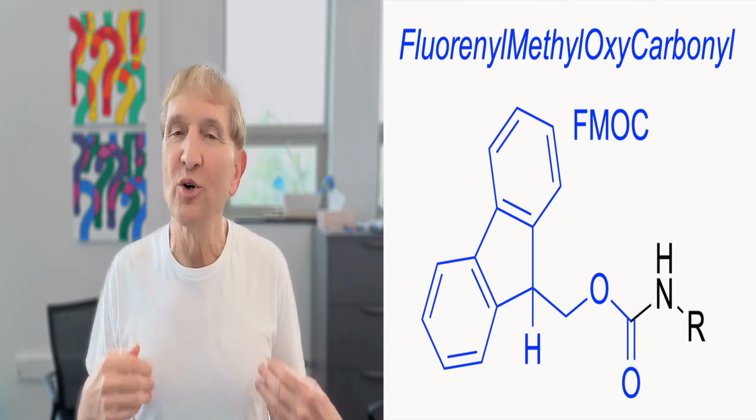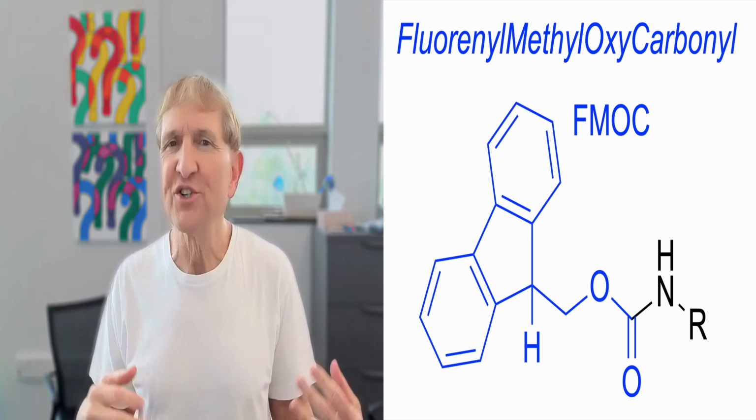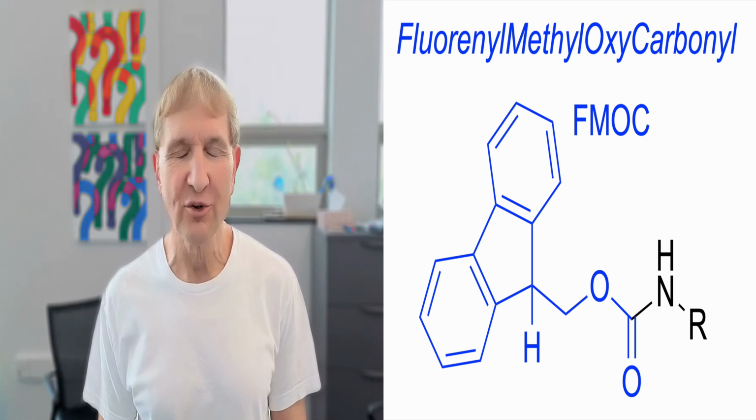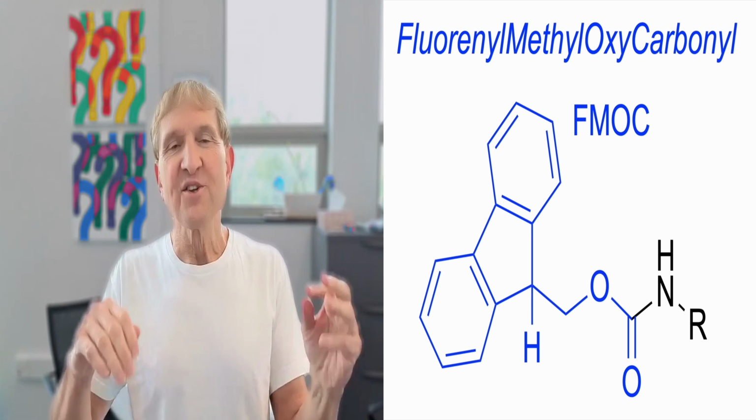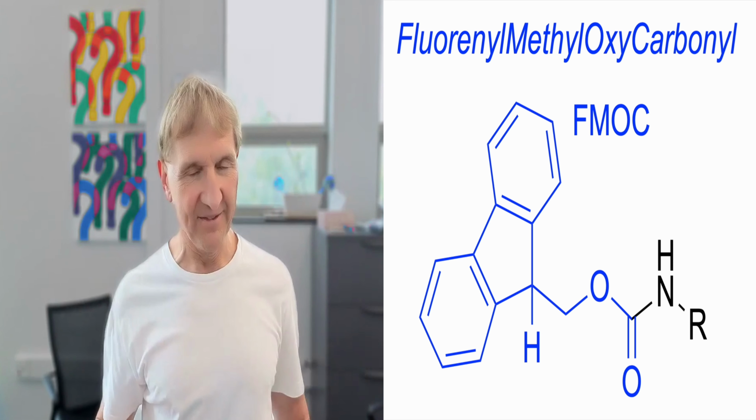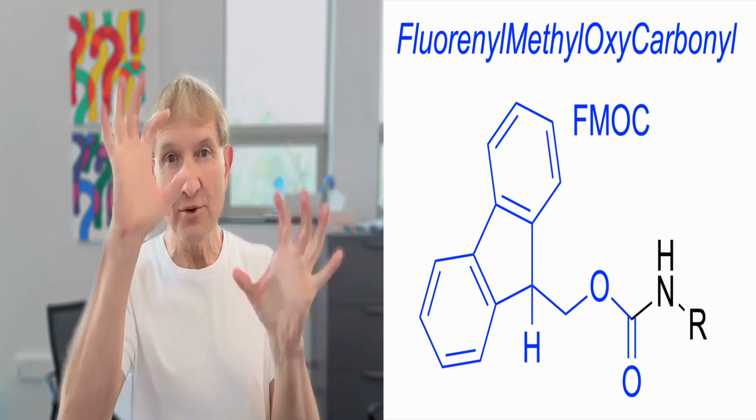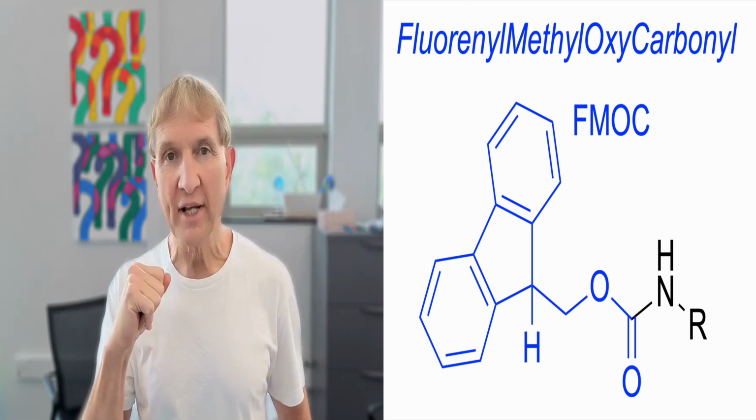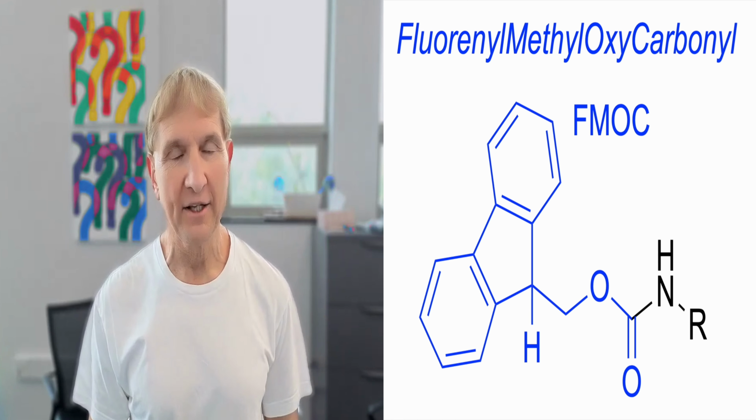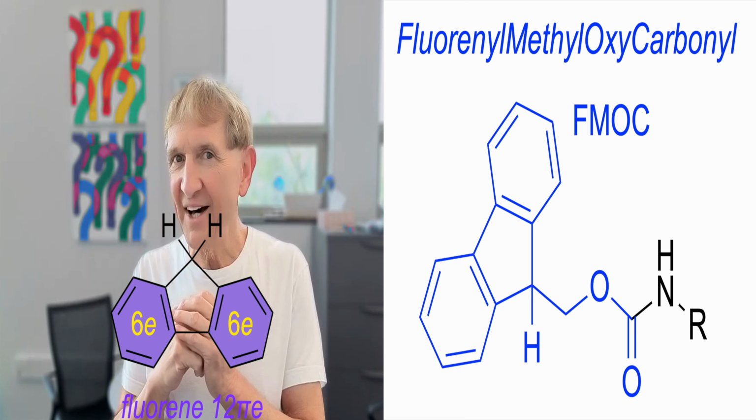It's an FMOC protecting group. What does FMOC stand for? What's the structure of an FMOC protecting group? FMOC means fluorenyl methyloxycarbonyl, and it has this structure. That system with two 6-membered rings and a 5-membered ring is a fluorenyl group. I've told you it's base labile. I wonder if you see how.